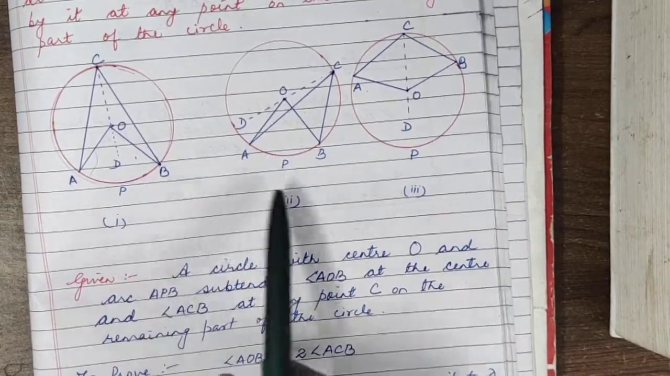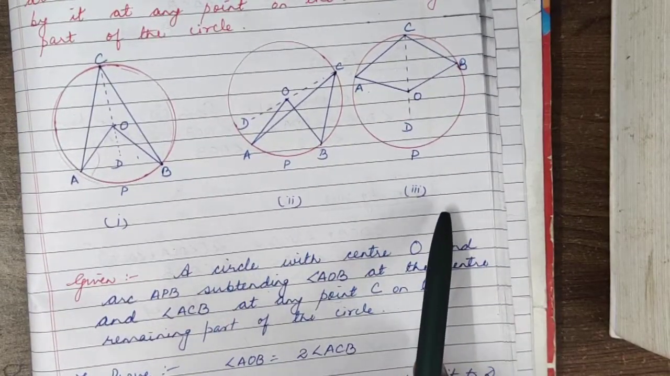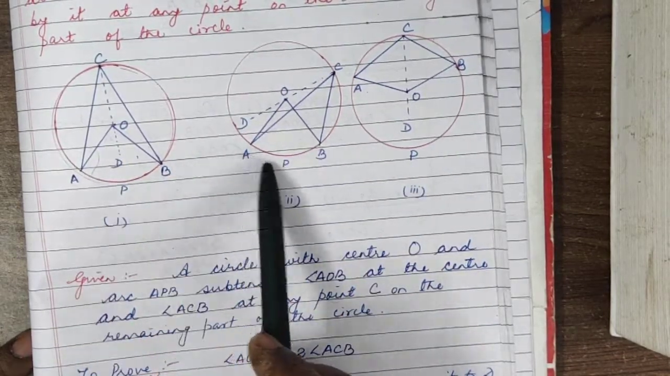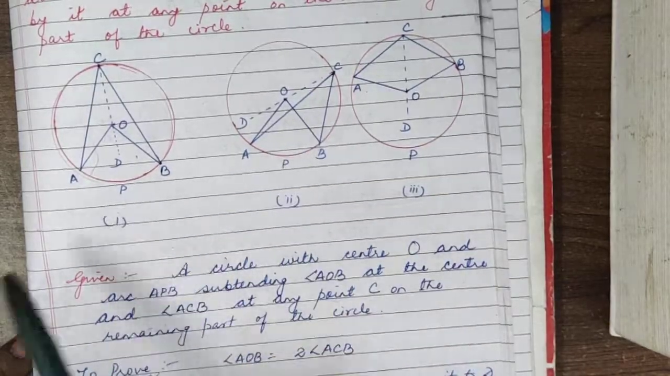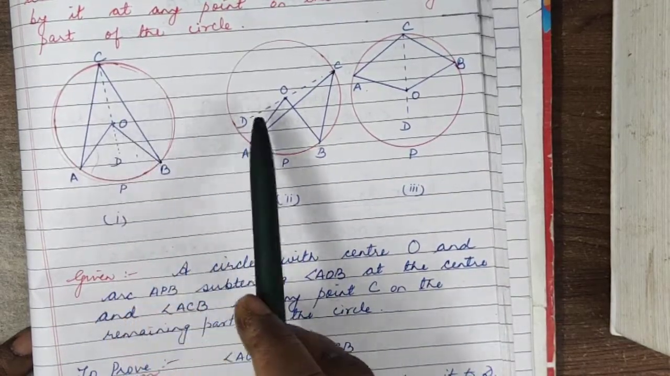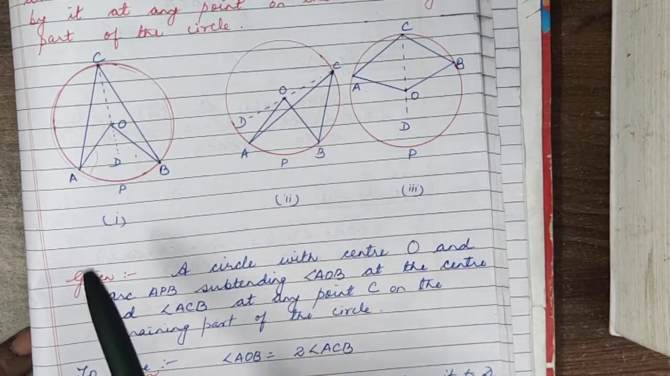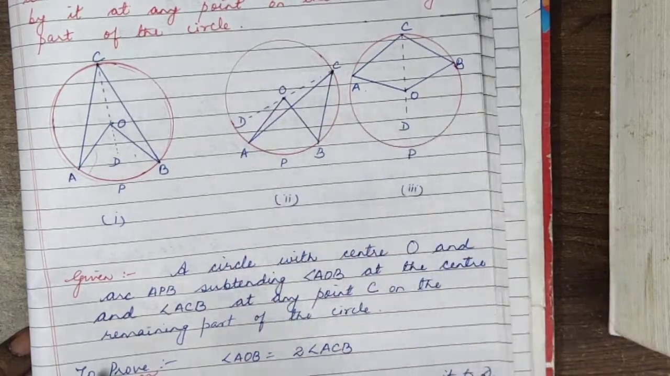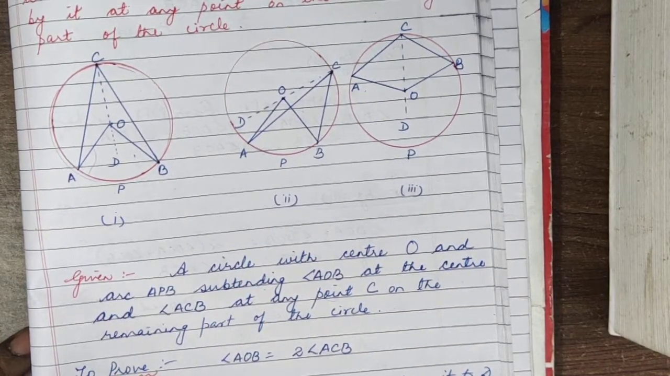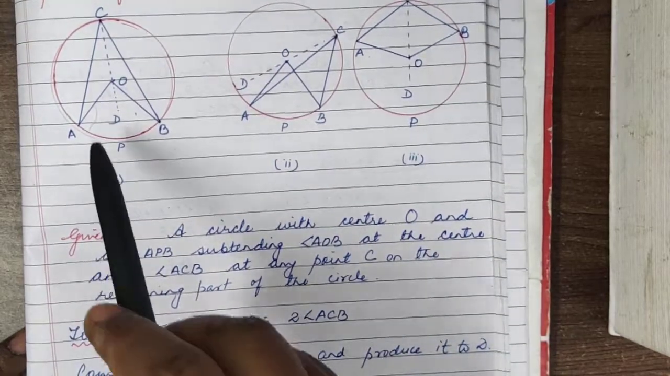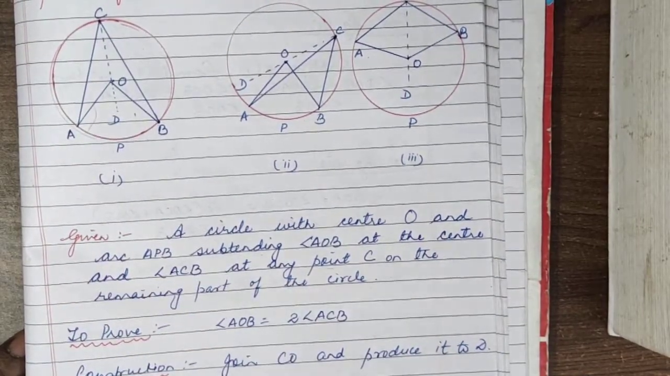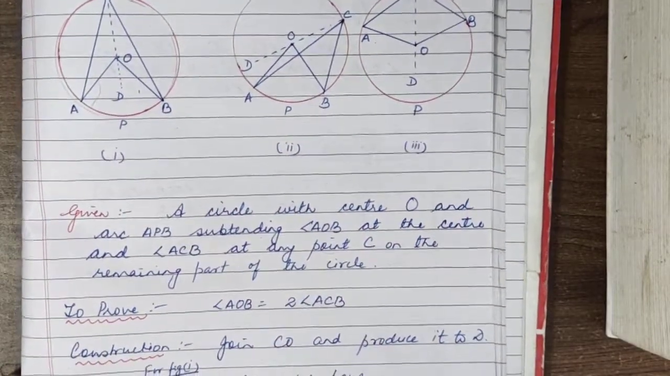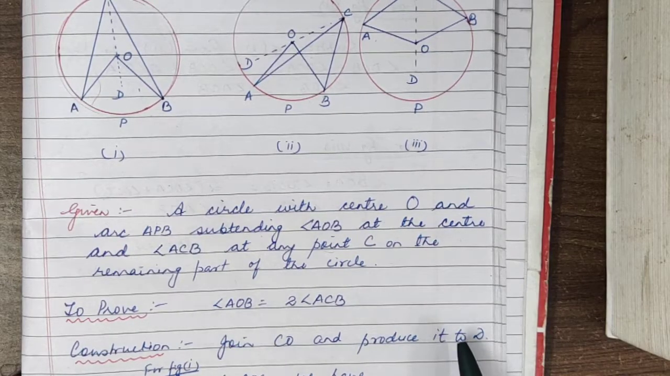Now for this we have taken three cases. We have made three figures. In this, a circle with center O, an arc APB. In all the three cases you will find that arc APB is subtending angle AOB at the center and angle ACB at any point on the remaining part of the circle. We have to prove that angle AOB is equal to twice angle ACB. For this we have joined CO and produced it to D in all the three cases.